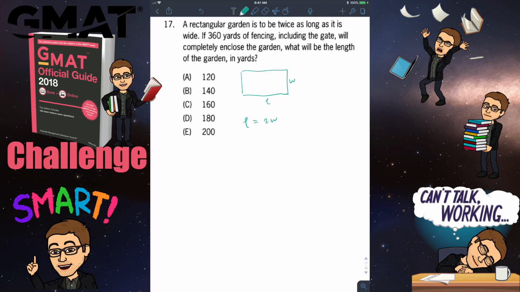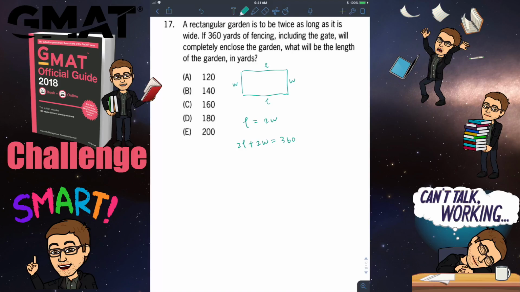If 360 yards of fencing will completely enclose the garden, that basically tells you the perimeter of the garden, which is the total distance around the garden. Let's mark this as L, mark this as W. If you add all these 4 sides, it gives you 360. So 2 times L plus 2 times W gives you 360. That's basically what it says.